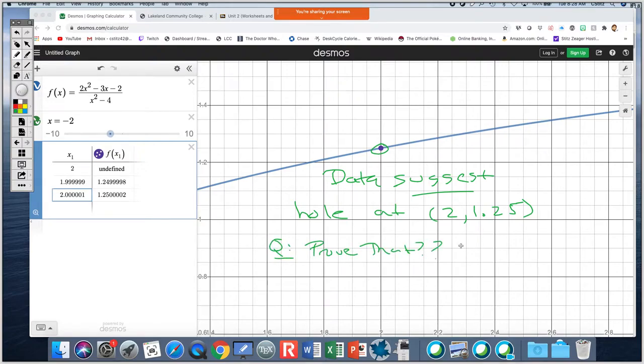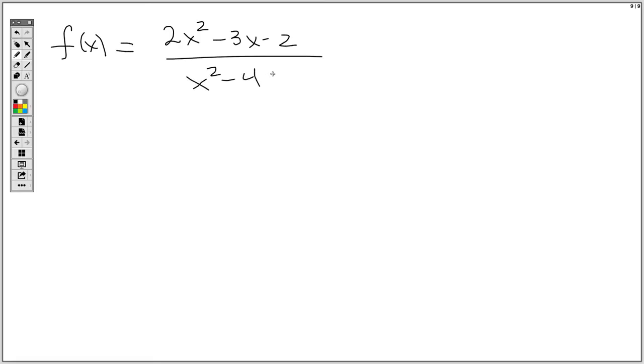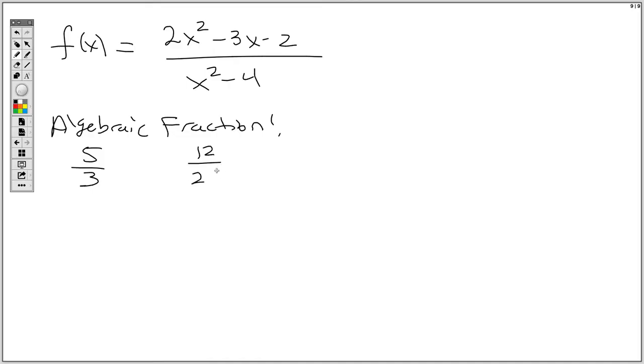Okay, remember, technology will suggest things. It's the math that actually proves it. So let's take a look at that function again. And remember, this function is an algebraic fraction. So let's talk about regular fractions. If you had a regular fraction, you kind of have 2 types of fractions. You've got fractions like 5/3 and fractions like 12 over 28.